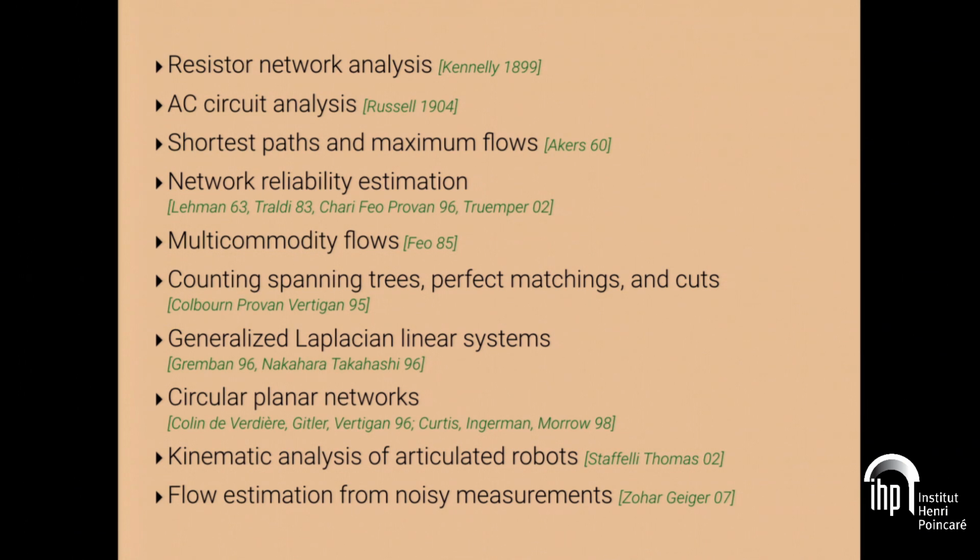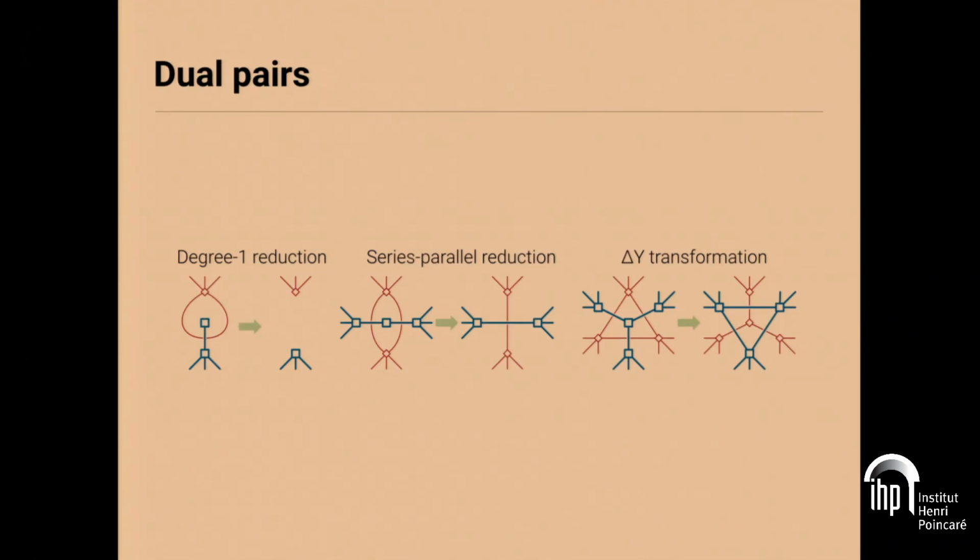Lots of other applications of these electrical things. I won't say much more. But it's sort of interesting to observe that these electrical transformations show up in 3 dual pairs. The dual of a series reduction is a parallel reduction. The dual of a loop reduction is a leaf reduction. The dual of a delta to y transformation is a y to delta transformation.